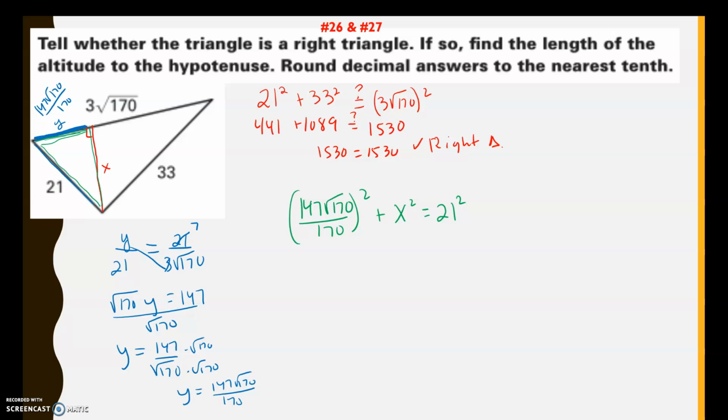It does tell me to round my answer to the nearest tenth, so that's my clue that I can go ahead and put this straight into my calculator. So 147 times rad 170 divided by 170, squared, that's going to give me 127.1, plus x squared is equal to 441. And then subtracting 127 from both sides, I'm going to get x squared is equal to 313.9. Taking the square root of this, I get x is approximately 17.7.